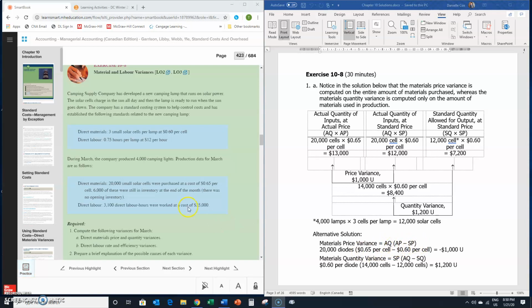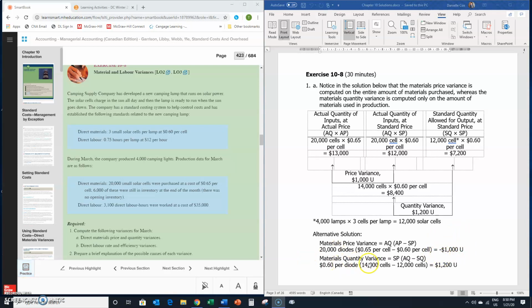So actual quantity, and again, because it's our price variance, we're going to use the actual quantity that was purchased. So 20,000 times actual price, 65 cents per cell, minus the standard price, which was 60 cents per cell, gives you a negative 1,000. Negative number, oop, that's not right. That should not be a negative. It's a positive number. So there's an error here because we already worked it out. It is unfavorable, which means this should be positive. Okay, so just when you're looking at this question, that there is incorrect.